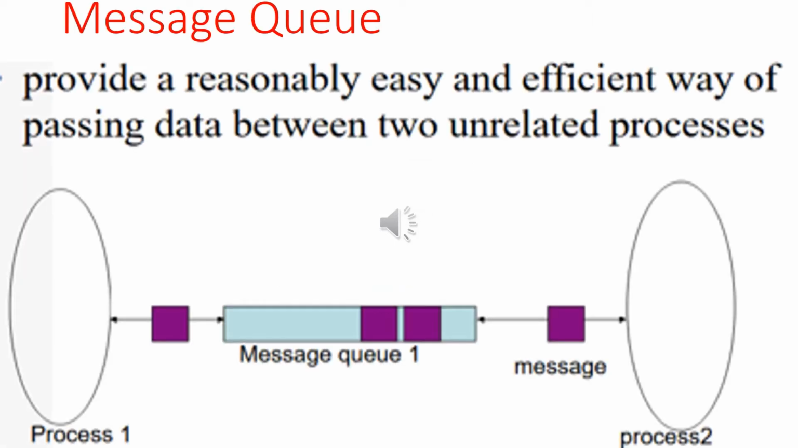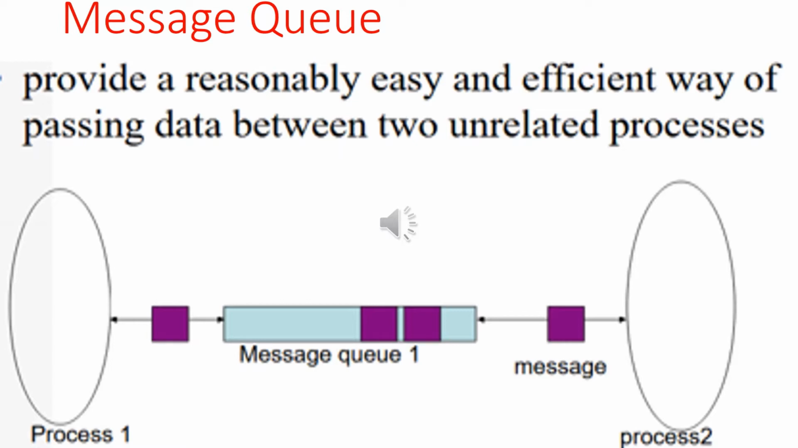Message queue. A message queue provides a reasonably easy and efficient way of passing data between two unrelated processes. Process 1 and process 2 are the two processes, and in between them a number of messages are there. They are passed between process 1 and process 2, but they are placed within the message queue in order. Whenever they need to transfer content, they can transfer the messages from any of the different processes.